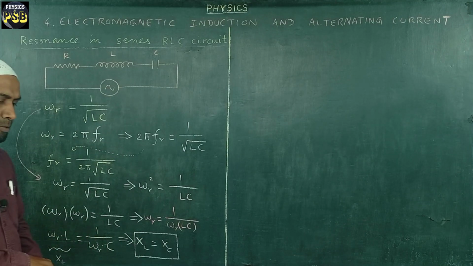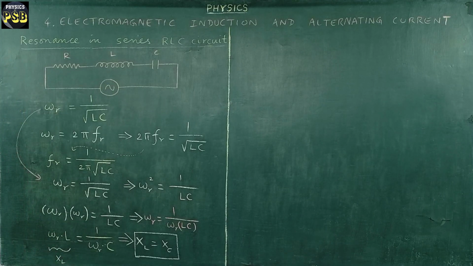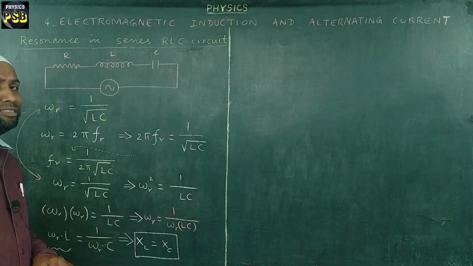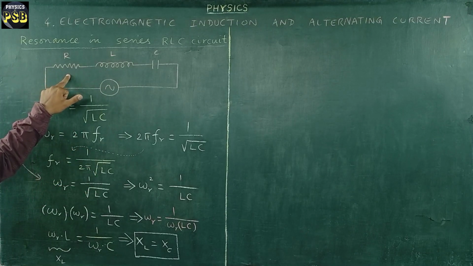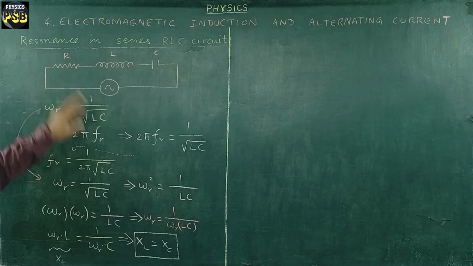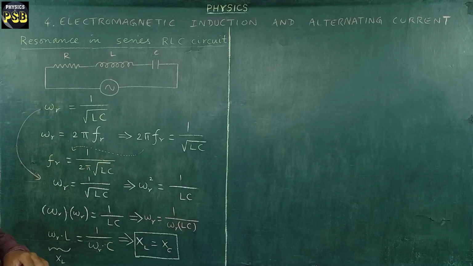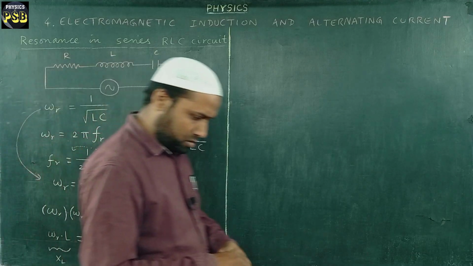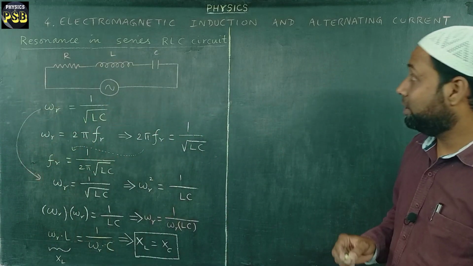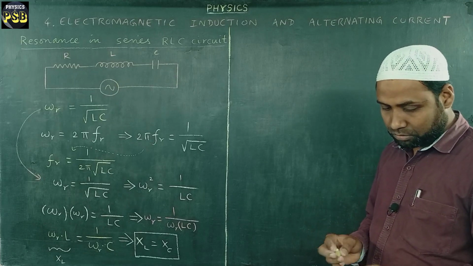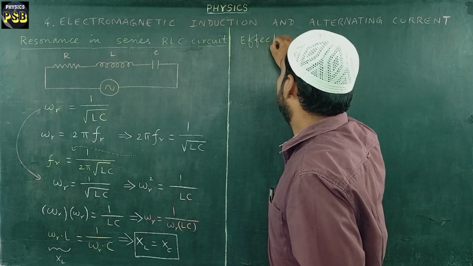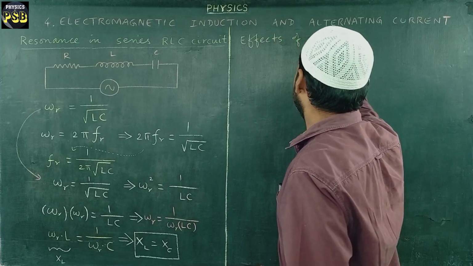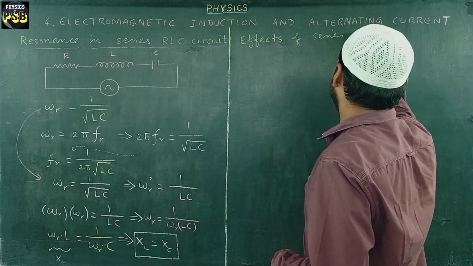Clear? Now, what do we understand from this? When XL becomes equal to XC, the current in the circuit becomes maximum, and the total impedance reduces. Now, we'll find out that. Here I write the effects of series resonance.